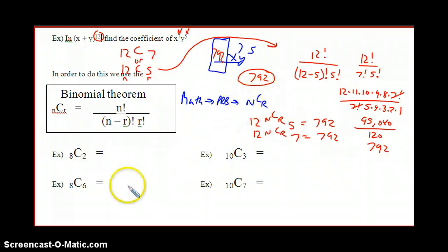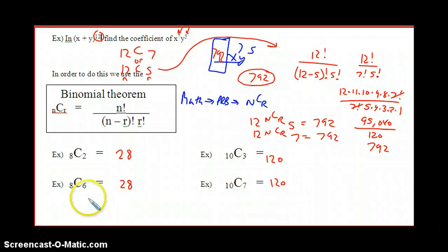I want you to pause the video and do these 4 examples, and then I want you to play the video and see if you're getting the same answers as I do. So these should be the answers that you get when you use the button in your calculator. You should get 28 and 28 for both of these, and 120 for both of these.